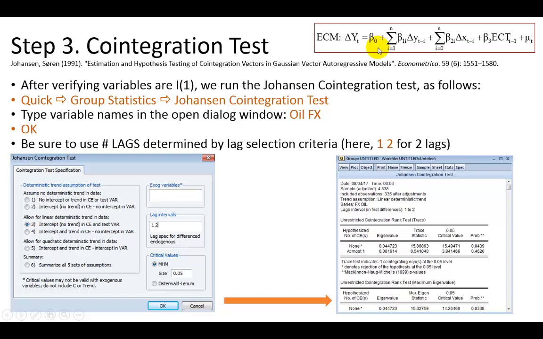To do so, we're going to go quickly. I've summarized the process right here, and some of the initial dialog box and output right here. So we're going to go quickly to EViews to demo it.